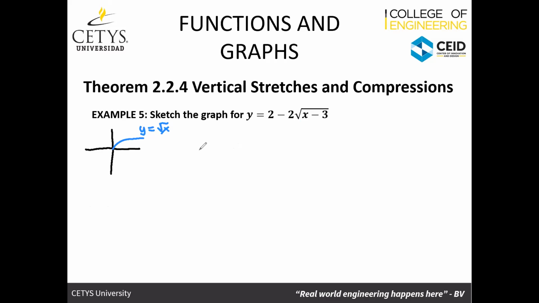The next thing I'm going to do is build the function from scratch. The base function is the square root of x. And then I've got a -3 here. What does that -3 do? What type of shift is it? It's a horizontal shift to the right. And so our new function is going to start here at 3, and it's going to look something like this.